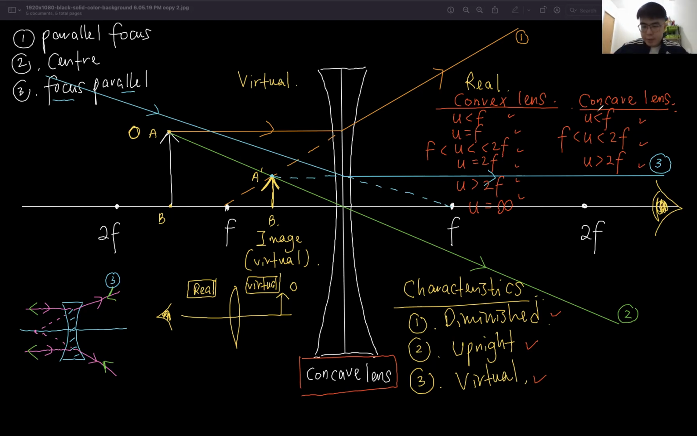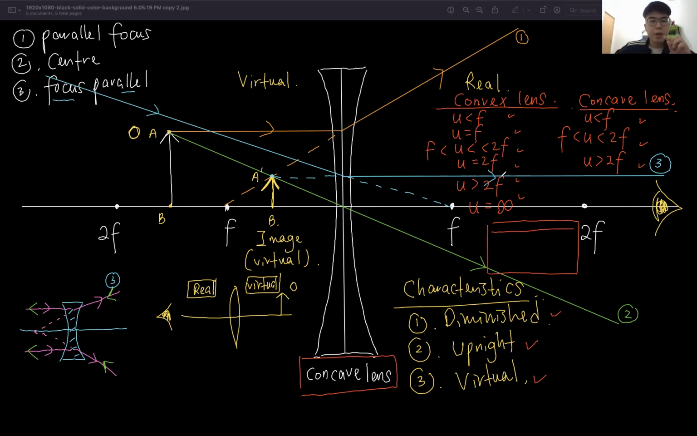So you draw all these diagrams, and then we will do a table showing, okay, this one, what is the characteristic of the image? You write down the characteristics of the image beside each ray diagram. Only the 3: is it upright, inverted, real, virtual, or diminished, magnified for each diagram that you drew.